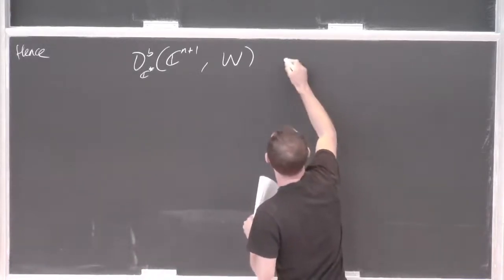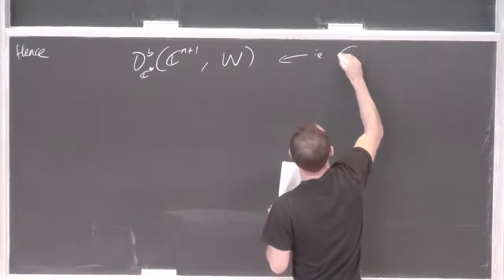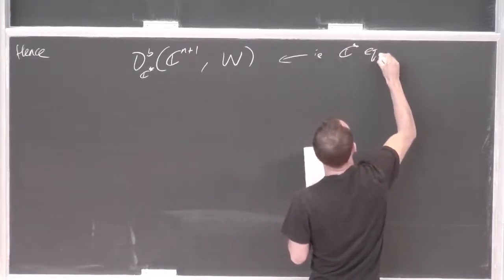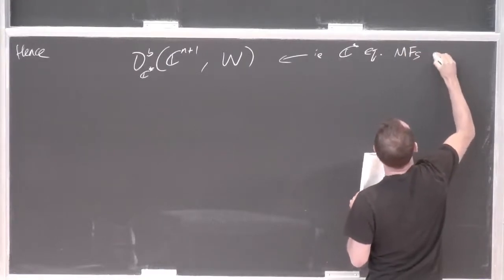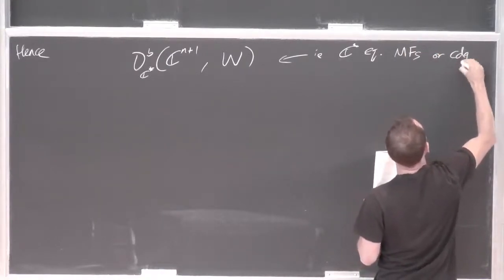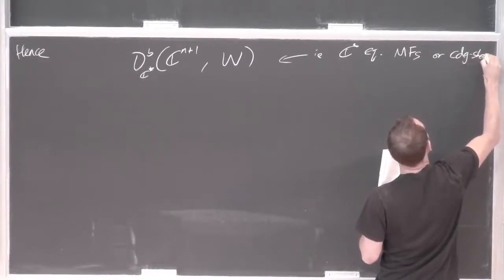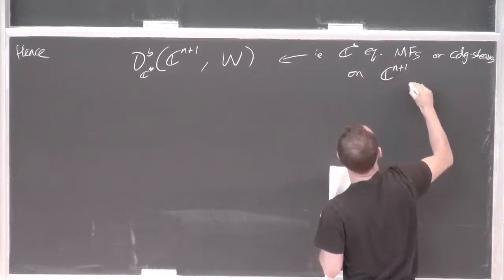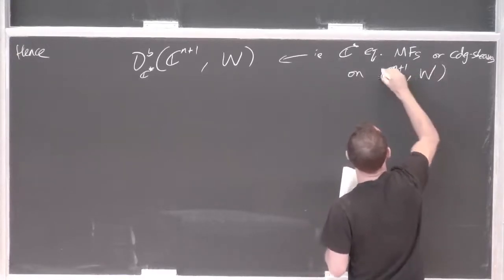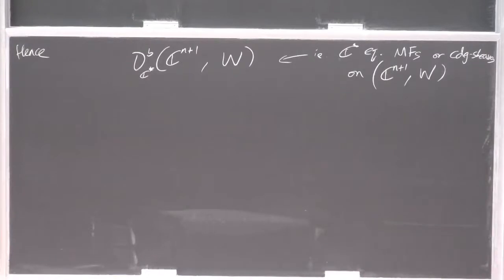So what does this mean? This means C star equivariant matrix factorizations, or if you prefer, curved DG sheaves on Cn plus 1, and the curvature has to square to give the function W. Right? So it's just the same theory of matrix factorizations. Again, everything in sight is equivariant with respect to this C star action.